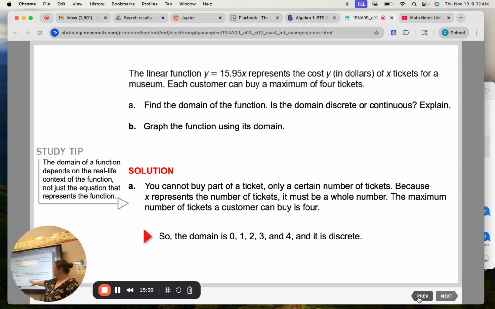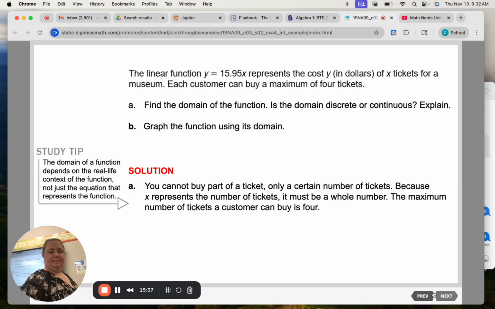So understand what the domain is? Yes, ma'am. And we understand why it's discrete. Yes, ma'am. Excellent. So now we're going to graph it.